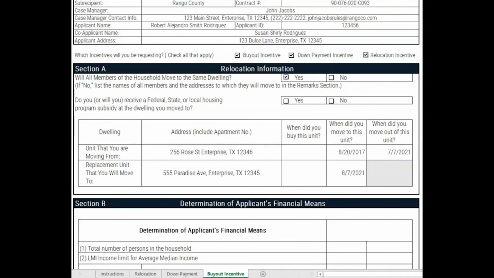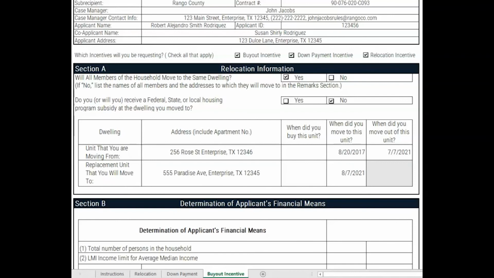Then the applicant should check yes or no on whether they do or will receive a program subsidy at the dwelling they are moving to. In the table, the applicant should first input the address of the unit they are moving from, and then in the following row, the address of the unit that they will be moving to. Note, these addresses will auto-populate based on the information input in the Relocation tab.